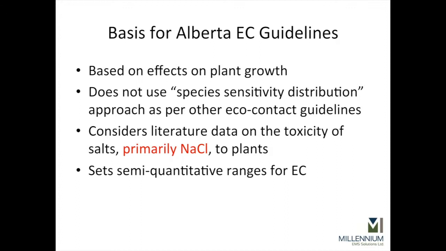So in terms of the basis for our existing Alberta EC guidelines, they're obviously based on plant growth. But they are really based on a document that came out of Alberta Environment in 2001, I believe. And that just predated the current approach for developing guidelines for what we call the eco-contact pathway, or the ecological direct contact pathway, to protect plants and soil invertebrates. What we've been using for the last 13, 14 years, since the Canada-wide standard for hydrocarbons came out in 2001-ish, is the species sensitivity distribution approach.